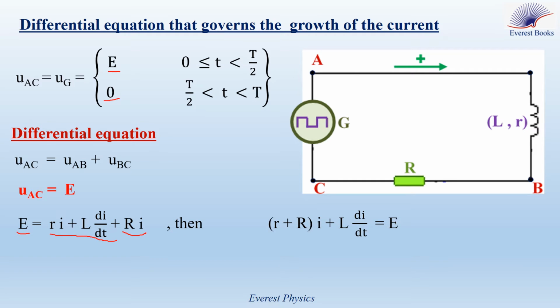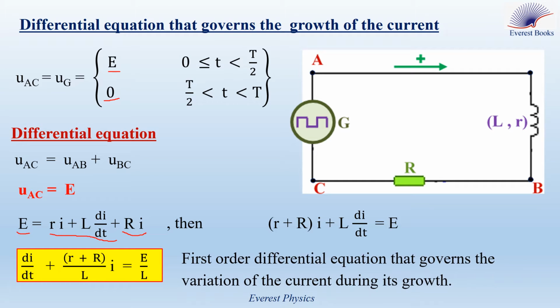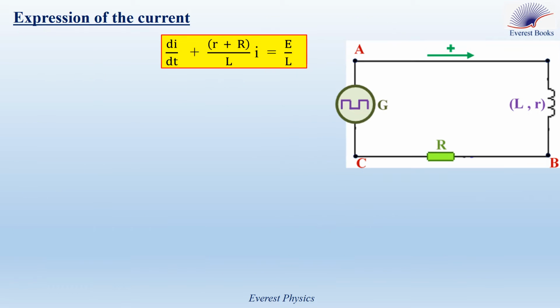Rearrange by taking i as a common factor, so (R plus r) times i plus L di by dt is equal to E. Now divide by L both sides, so di by dt plus (R plus r) over L times i is equal to E over L, which is the first order differential equation that governs the variation of the current during its growth. So this is the differential equation that governs the variation of the current during the growth process.